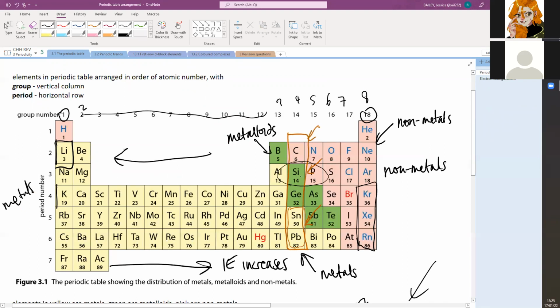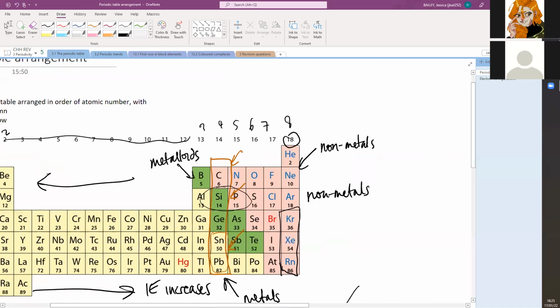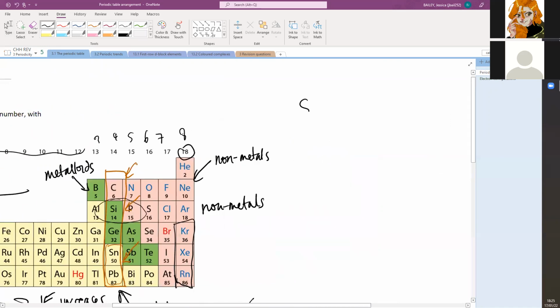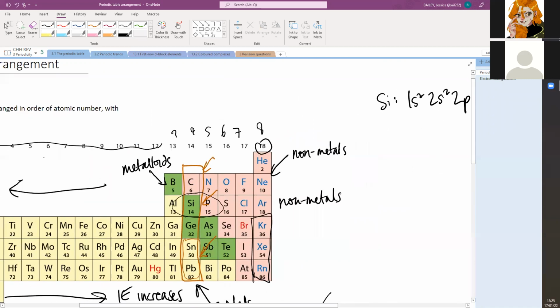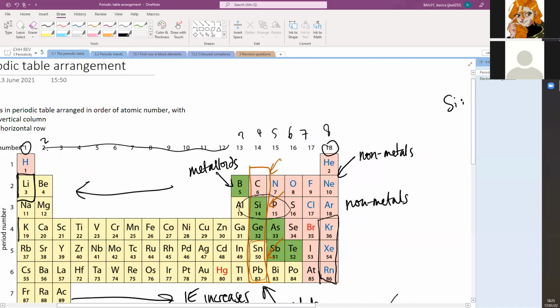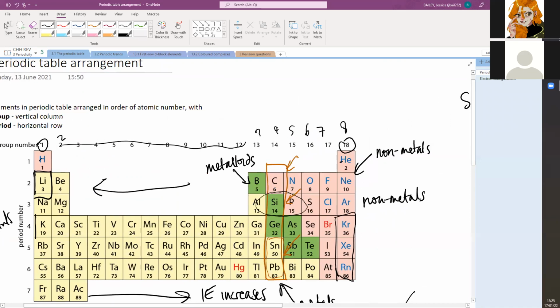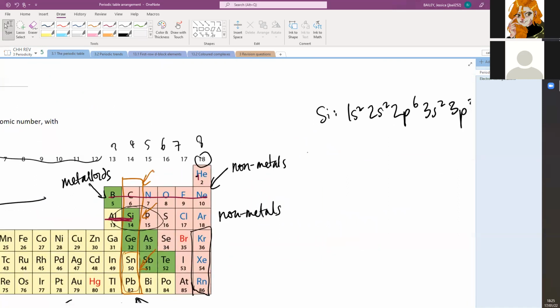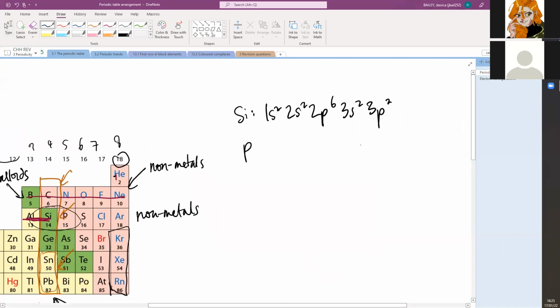And so if I did my electron configuration for silicon and for phosphorus, silicon would be 1s2, 2s2, 2p6, 3s2, 3p2, right? Because I've gone 1s2, which is these two, and then 2s2, 2p6, 3s2, 3p2. So I've gotten to silicon now. Whereas phosphorus has one more electron. So phosphorus would be 1s2, 2s2, 2p6, 3s2, 3p3.